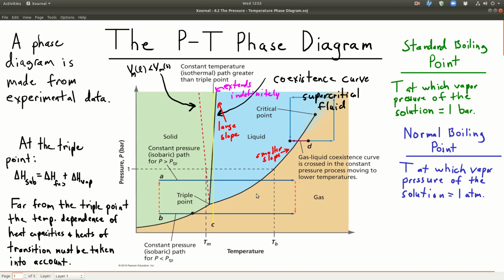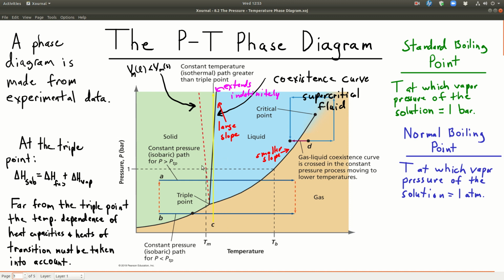Hey guys, this is section 8.2 and we're also going to do section 8.3 because it's really short. We're going to talk about pressure, temperature, phase diagrams and the phase rule. Let's just start out with a generic pressure versus temperature phase diagram.